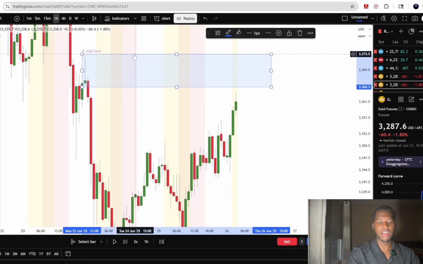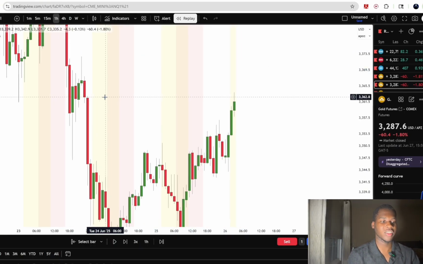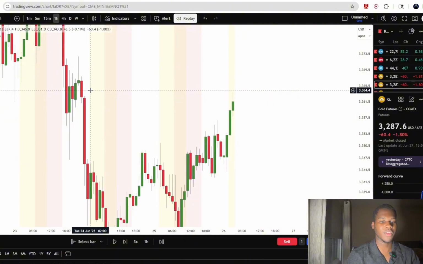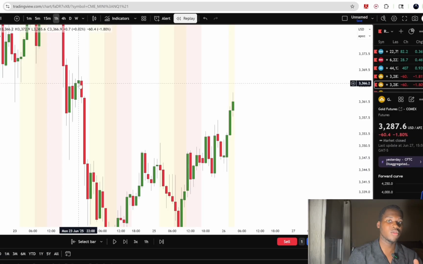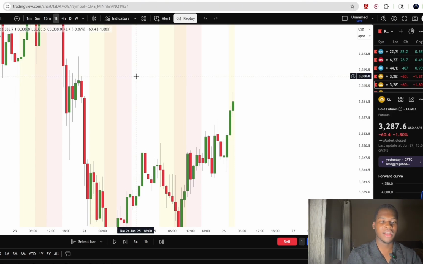For me personally, this is how I see it. If we are inside of a fair value gap, which is this, and we respect about 50% of that fair value gap, I'm going to get inside of the trade. Even if we do not touch fully, if we go a little bit inside of the fair value gap, 50% at least, and then we reject, I still look at that as valid.